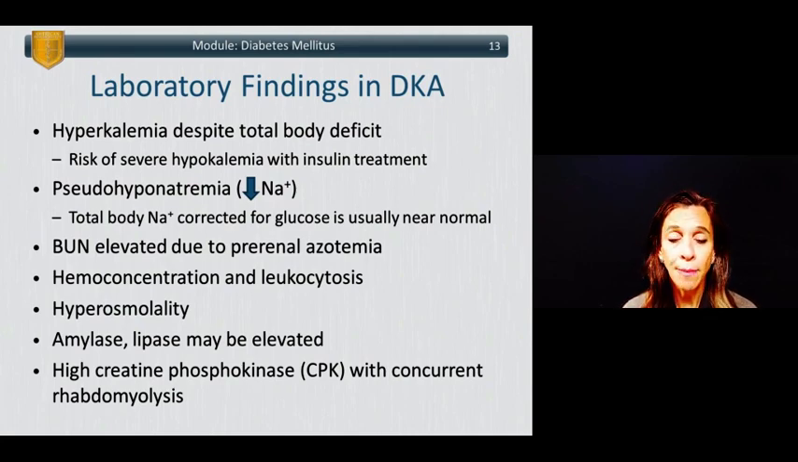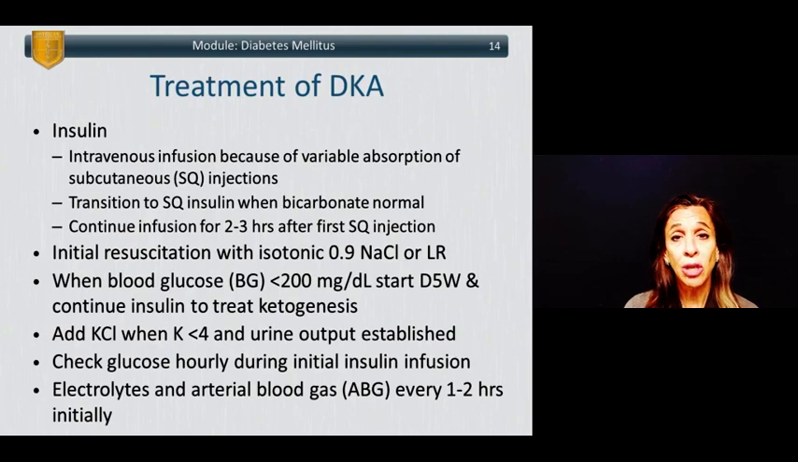There's a pseudo-hyponatremia present. The measured sodium needs to be corrected for the glucose, and usually it is entirely normal. The BUN is typically elevated due to prerenal azotemia or dehydration. The patients are hemoconcentrated and often have leukocytosis. They have hyperosmolality. Amylase and lipase may be elevated, and there may be a high CPK level because of concomitant rhabdomyolysis. So what is the treatment of DKA?